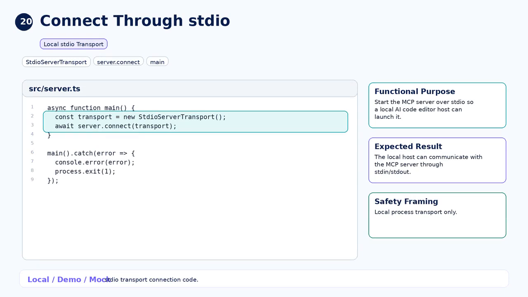That sets up connect through stdio. The tools are registered, but the server still needs a transport. Stdio lets the local host launch the server as a process. The server and host exchange MCP messages through input and output streams. The main function connects the server to this transport. If this step fails, tools will not appear in the host. Keep stdout clean because the protocol uses it. This is the final server-side wiring step.